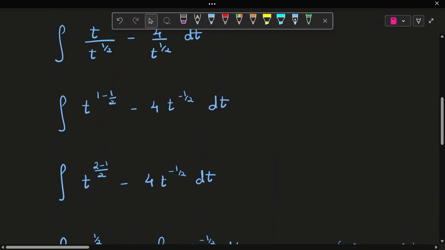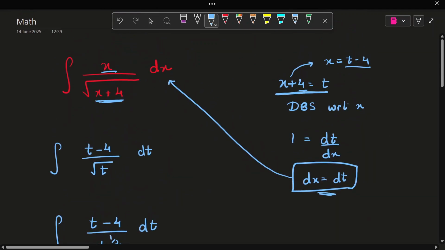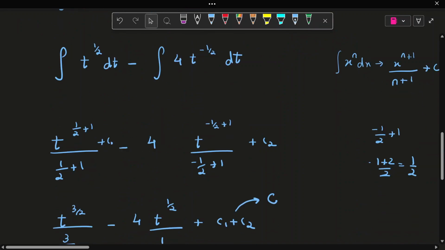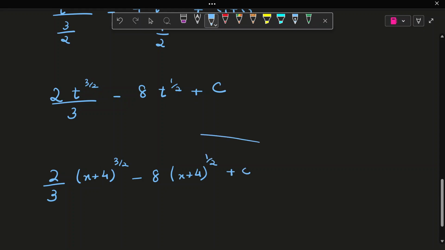Now if we come to the top and see what we have assumed as t, we have assumed x plus 4 as t, so we'll just have to write it there. So it would be 2 by 3 times x plus 4 to the power of 3 by 2, minus 8 times x plus 4 to the power of 1 by 2, plus c. This is our final answer.